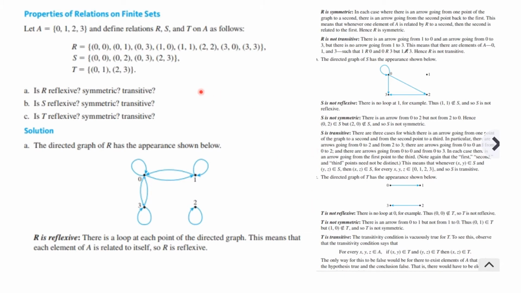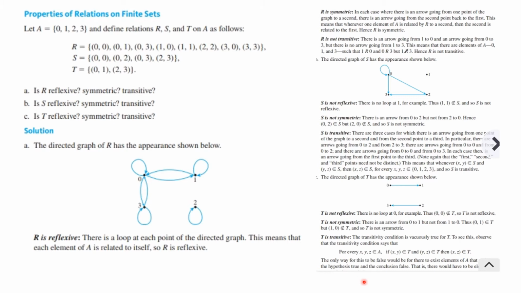And if we look at T, we see that the directed digraph of T has the appearance that's shown here. It's not reflexive. There are no loops. It's not symmetric because you don't have arrows coming back, but it is transitive. The transitivity condition is vacuously true for T, and to see that, observe that we say for every x, y, z in A, if (x, y) is in T and (y, z) is in T, then (x, z) is an element of T.